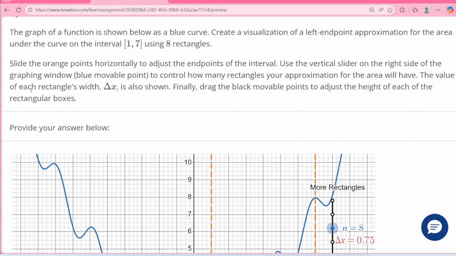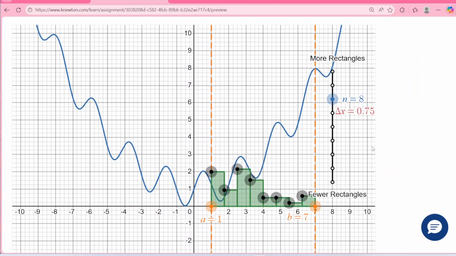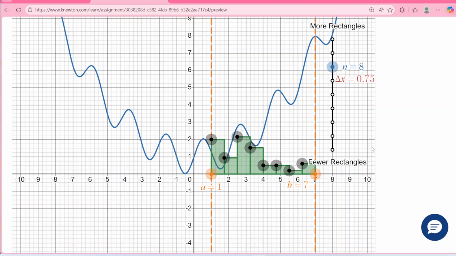The value of each rectangle's width, delta x, will also be shown, as I stated. Finally, drag the black movable points to adjust the height of each of the rectangular boxes. So they said use the left endpoint approximation.